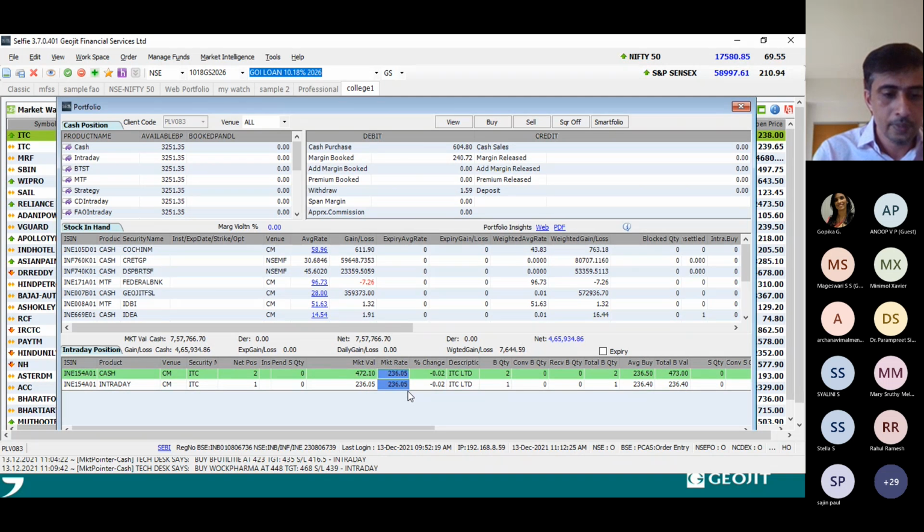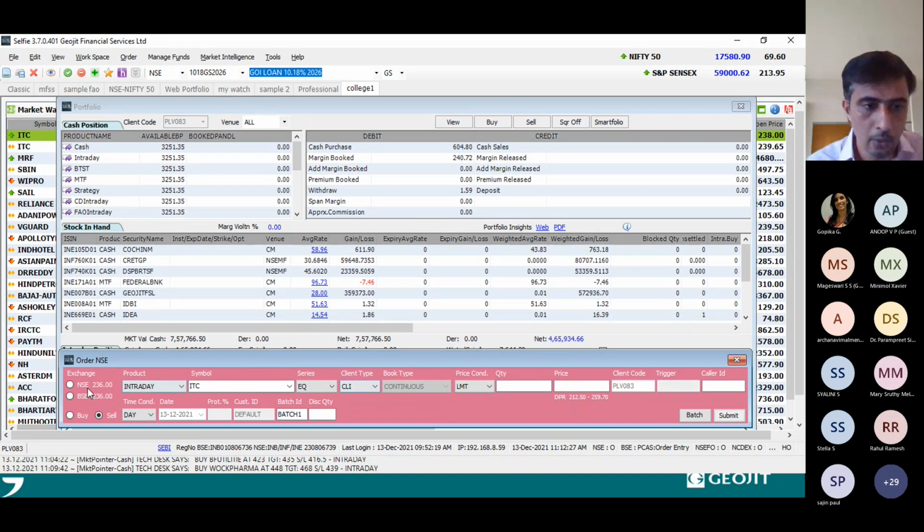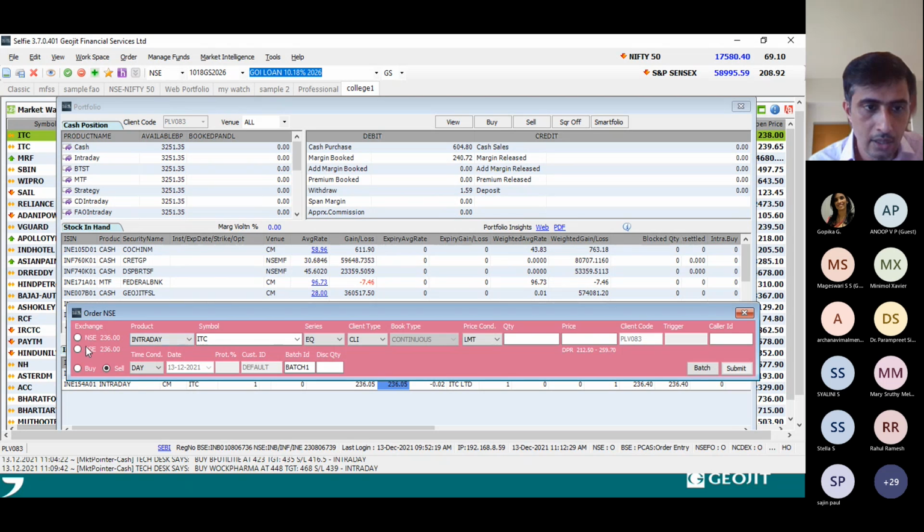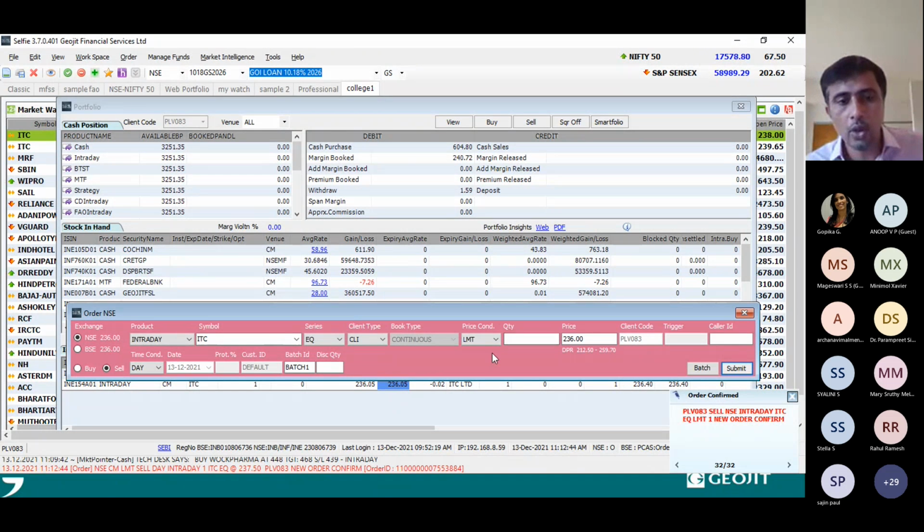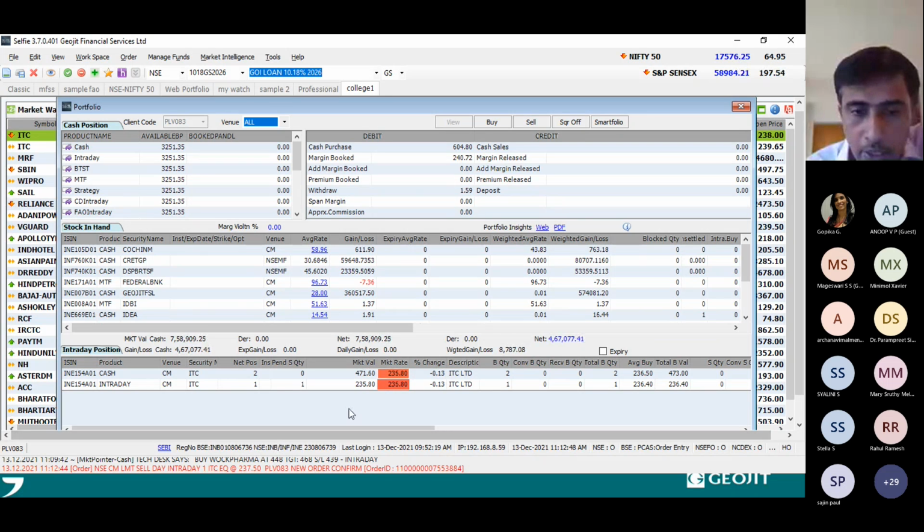So let us place an order now. I say, okay, sell in NSE, ITC, say one stock. I say, okay, sell if it reaches 237.50, and submit. Okay, so now the order is confirmed in the exchange, and suppose it reaches 237.50, then it will get executed. Otherwise, I will have to take delivery of this particular stock.